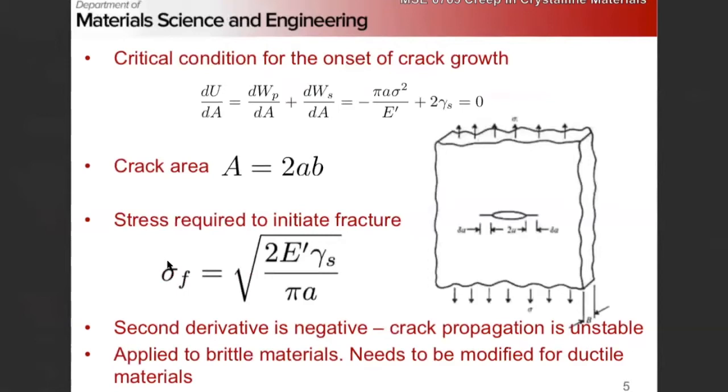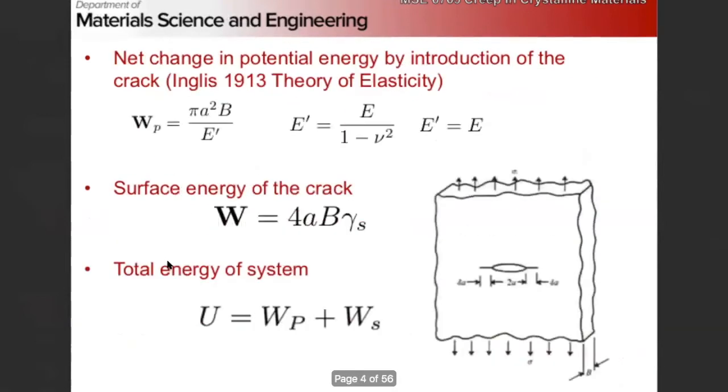Oh, I forgot to point out, this term here is an effective modulus value. And depending on plane stress or plane strain, it is either going to have this Poisson's ratio term in it or not. So for plane strain, it has this. Plane stress, we have this.